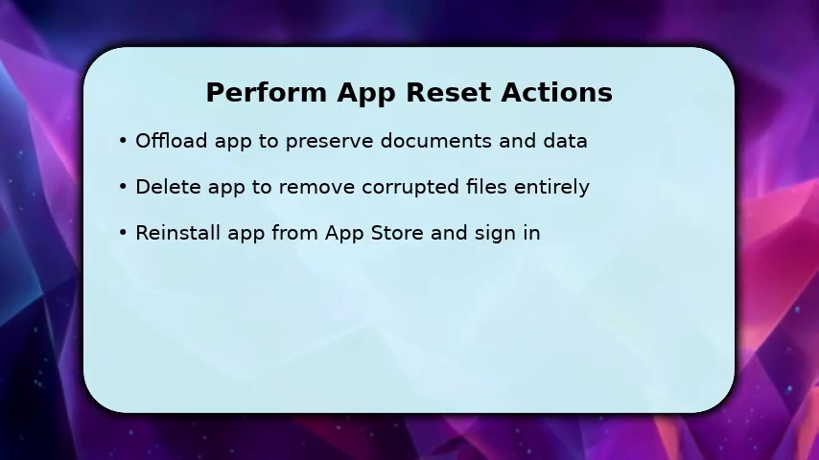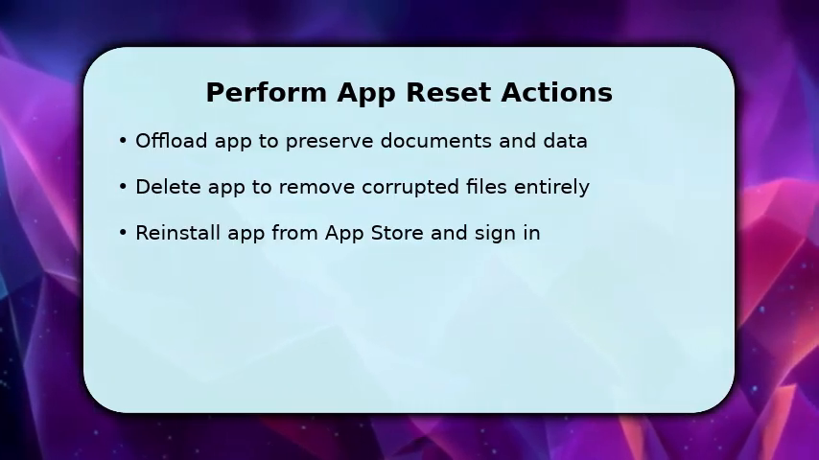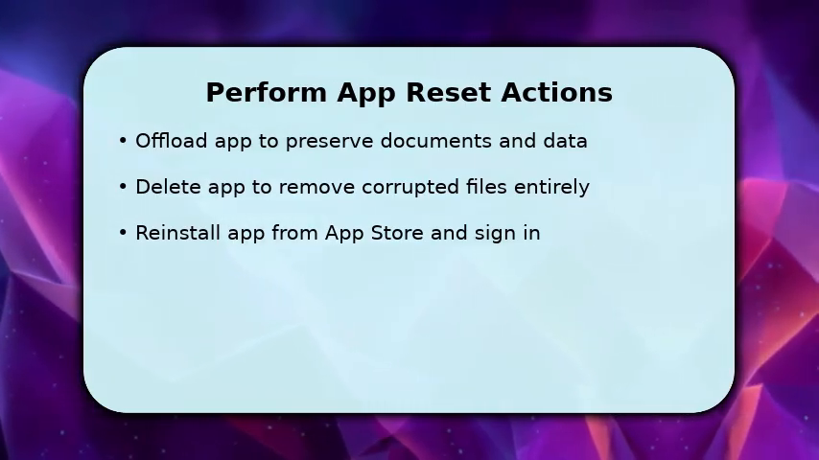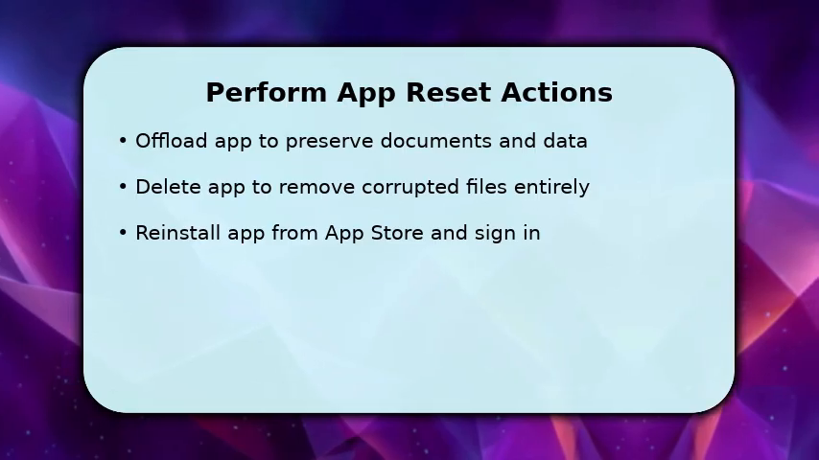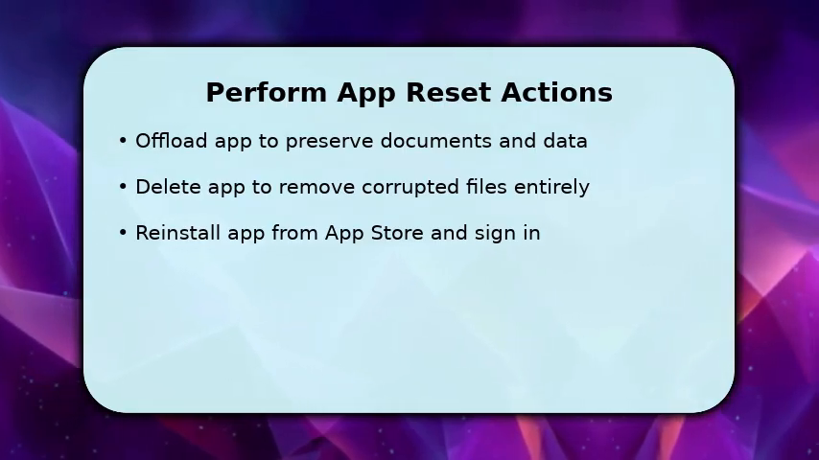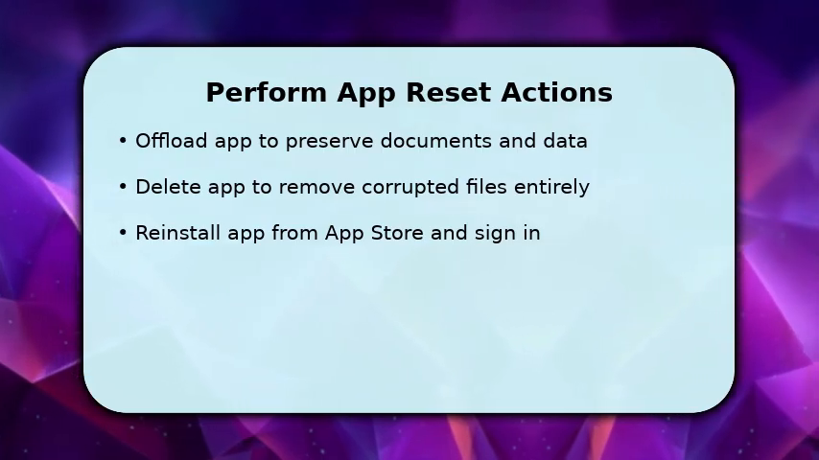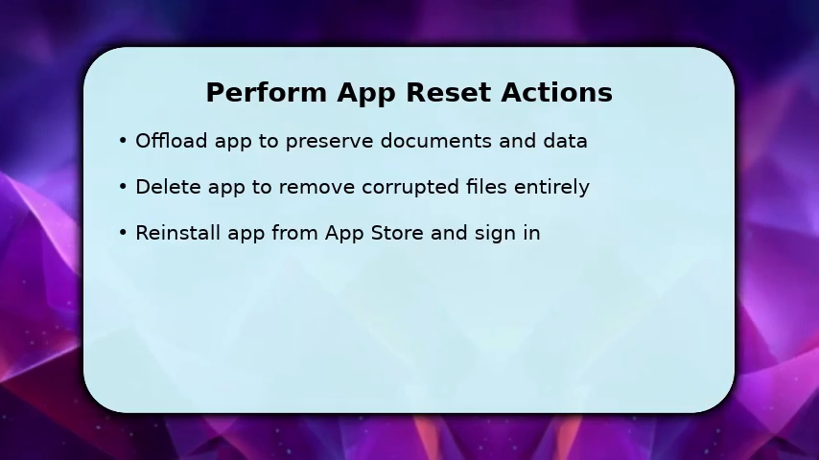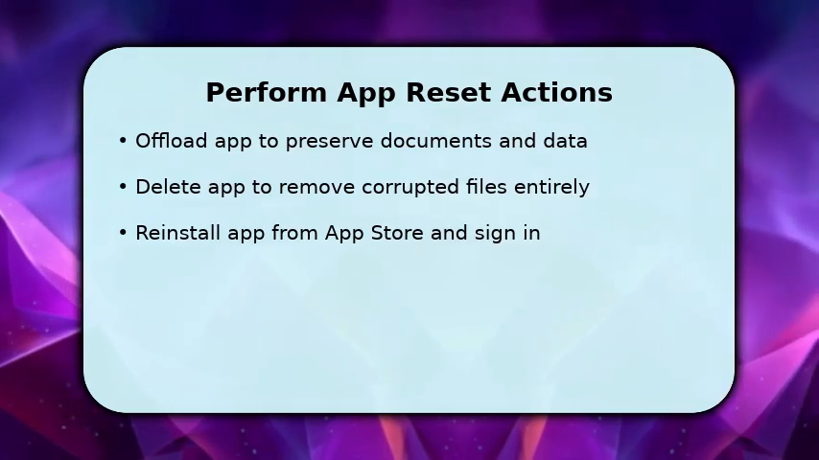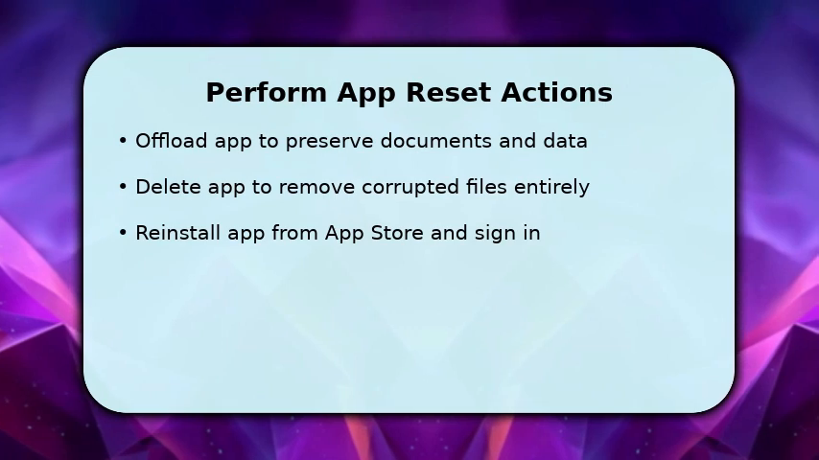If corruption persists, delete the app completely to remove caches and binaries, then restart your iPhone to clear system caches. Once the device boots, reinstall from the App Store. Make sure to sign back in and permit necessary permissions. Doing so restores a clean app state and resolves most persistent crashes or sync errors.